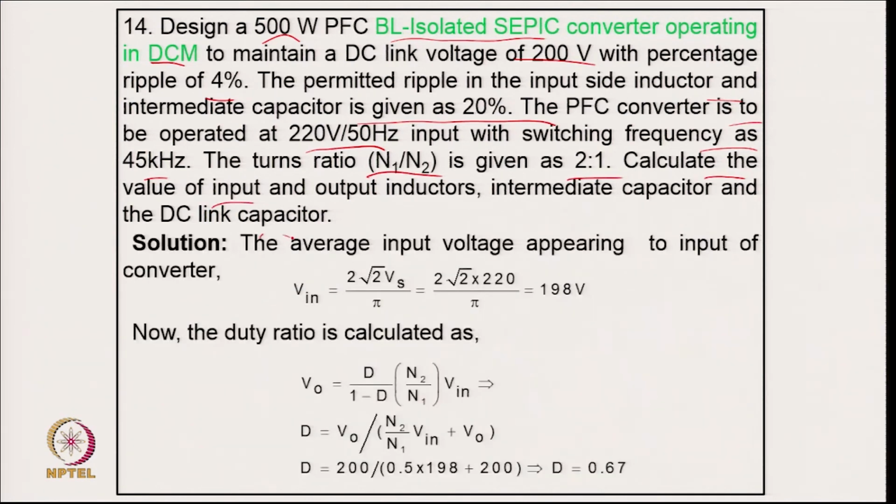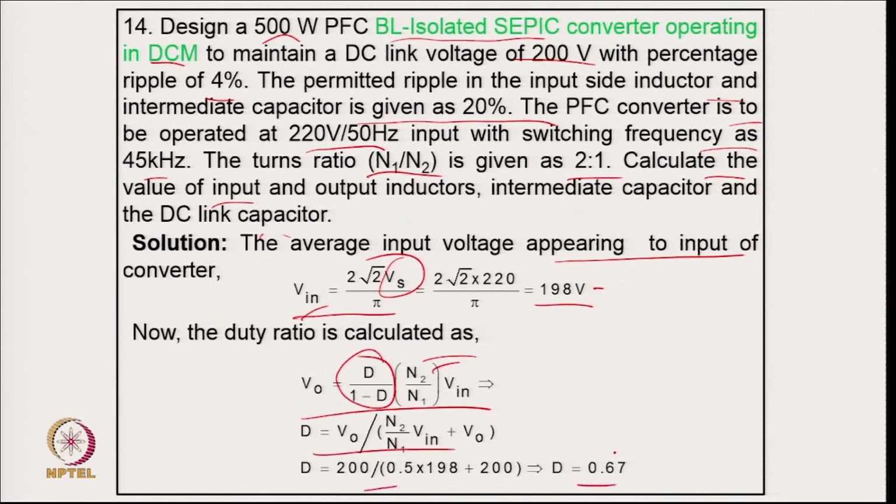Now, coming to the numerical part, the average input voltage is calculated from the diode rectifier output relation. Putting the value of supply RMS voltage in, it comes as 198 volt, and now from the output voltage relation with the turns ratio and the buck boost converter relation, the duty cycle comes typically D equal to 0.67, and the converter in this case is operating in the boost mode because this duty cycle is above 0.5.